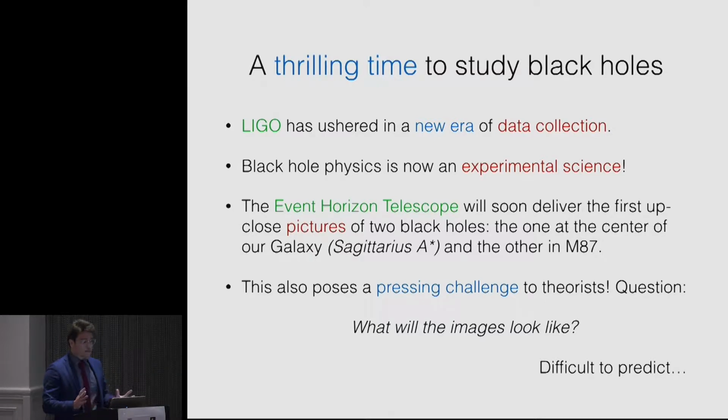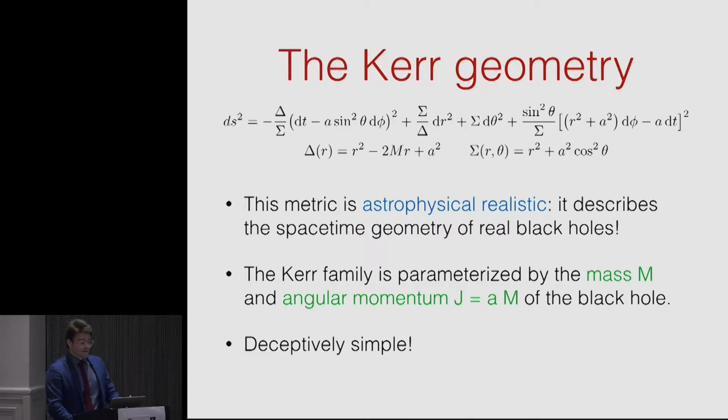So this is very exciting experimentally, but also for theorists, because it poses a pressing challenge to us. In particular, there's an obvious question that we should ask, which is what will the images look like? And it turns out that it's really surprisingly difficult to predict. So naively, you might say, oh, what's so difficult? We know the Kerr geometry. So this is the metric which describes astrophysically realistic black holes. In principle, we think, OK, we know about the space-time geometry of real black holes in the sky. It fits in a line.